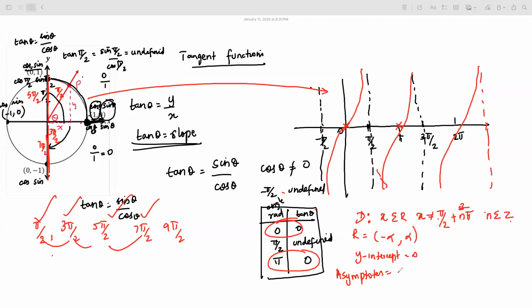Wouldn't it be the same thing we put for the domain? Exactly, yes. X will be equal to pi by 2 plus n pi. Nice. And then asymptotes, and then what?